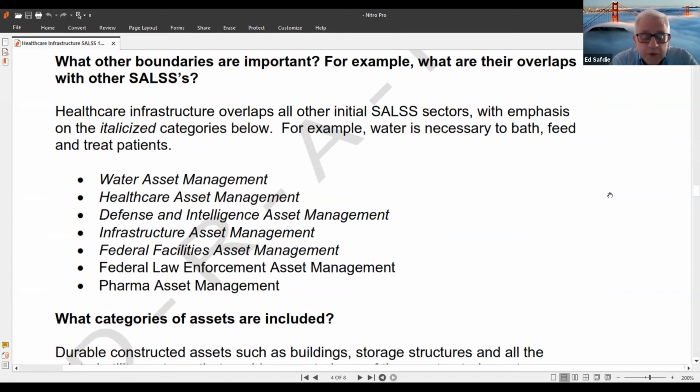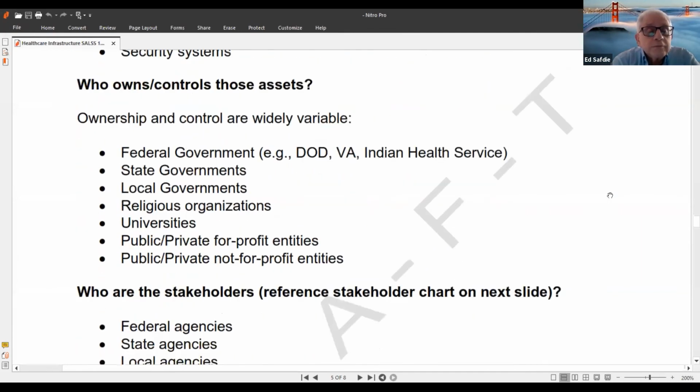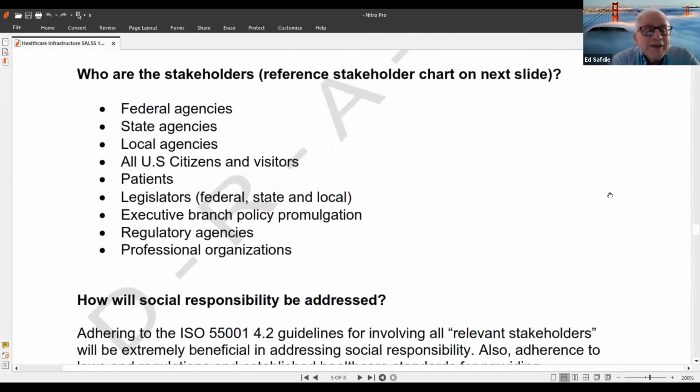And page 5, John, I'd like to skip to stakeholders. There we go. This topic brought about more robust discussion among our groups as we spoke together and built the list of all the stakeholders for the healthcare infrastructure.